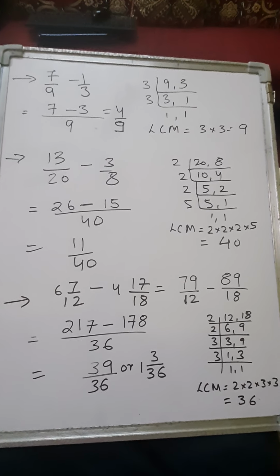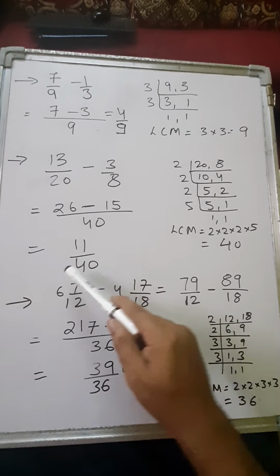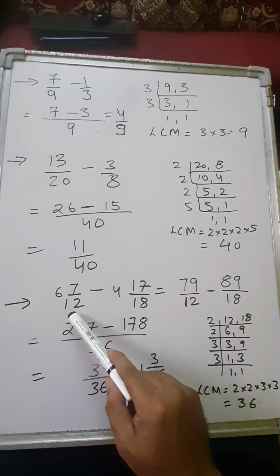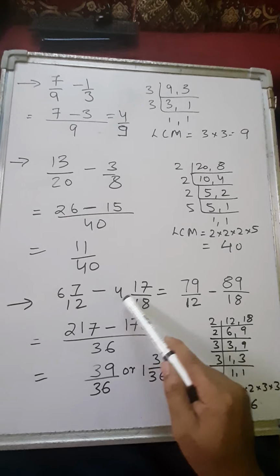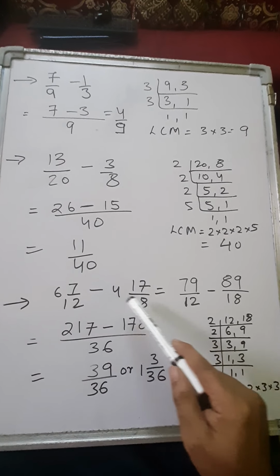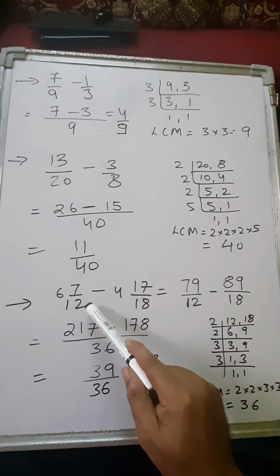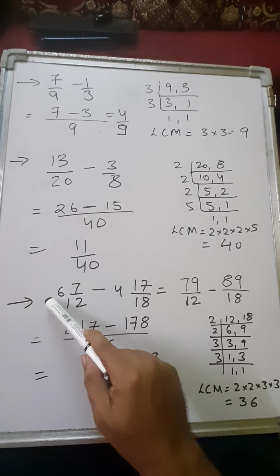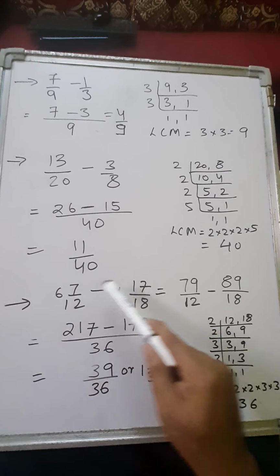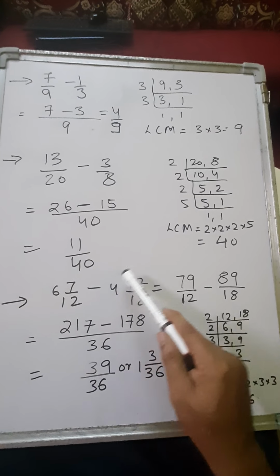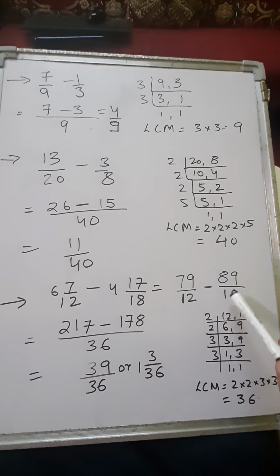Now come to another question. Here the fractions are given in mixed fraction form: 6 whole 7 by 12 minus 4 wholes 17 upon 18. So what will we do first? Convert the mixed fractions into improper fractions. So 12 6s are 72 plus 7, 79 upon 12. 18 4s are 72 plus 17, 89 upon 18.